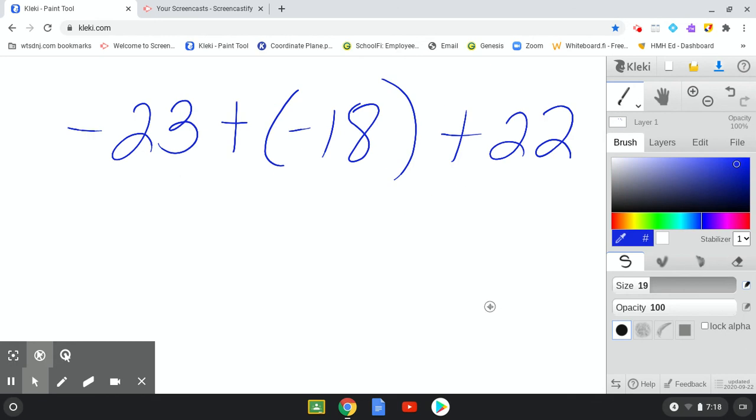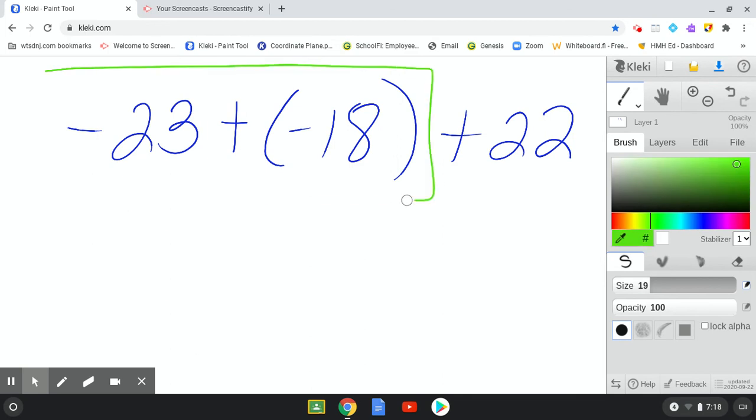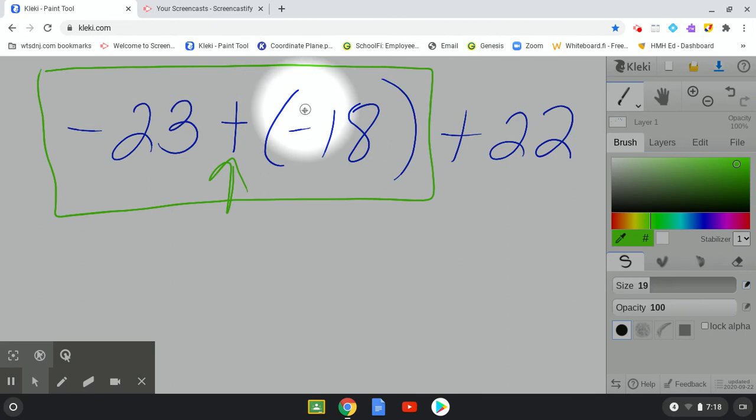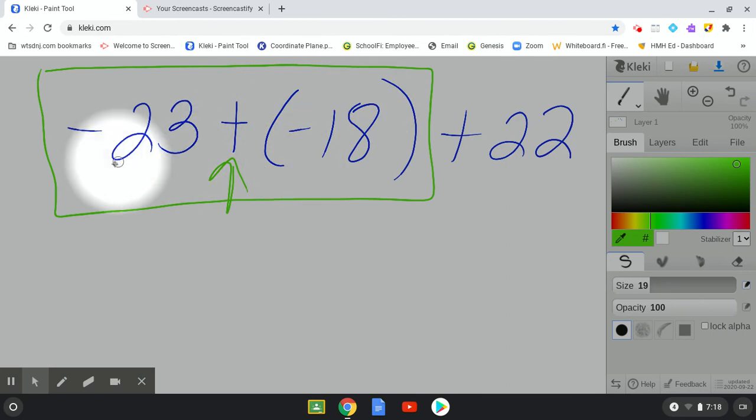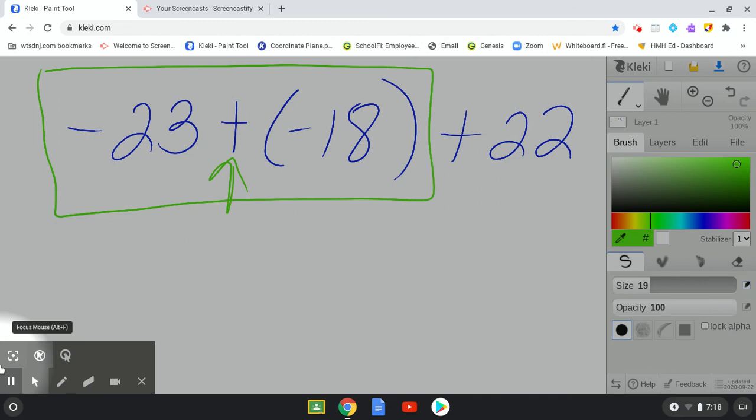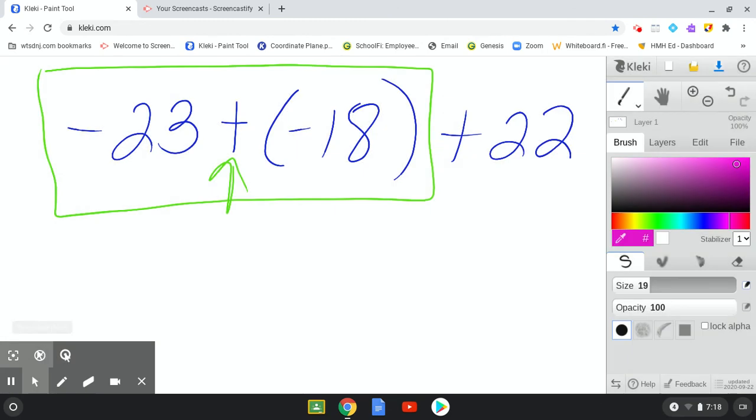Okay, so let's say we were adding more than one integer. So I have negative 23 plus a negative 18 plus 22. I'm going to work little by little. So I'm going to work with this piece first. So it's an addition problem. My signs are the same. So I'm going to add these two and keep the sign. So 23 plus 18 gives me 41. I'm going to keep the sign because they're both negative.